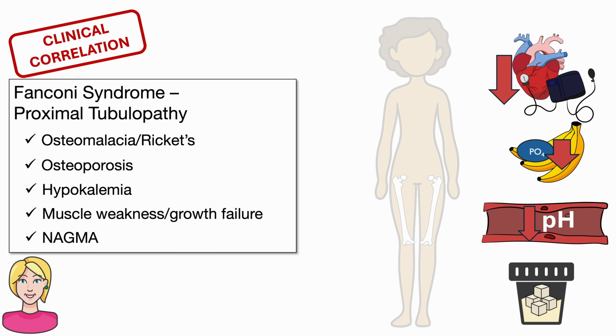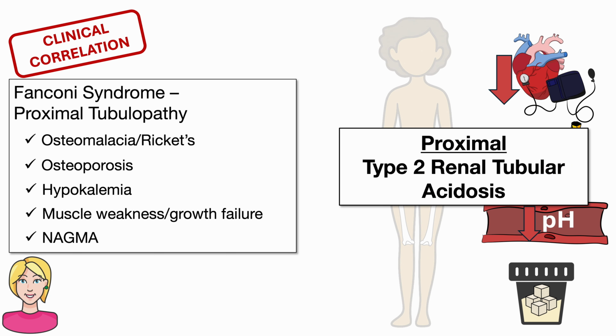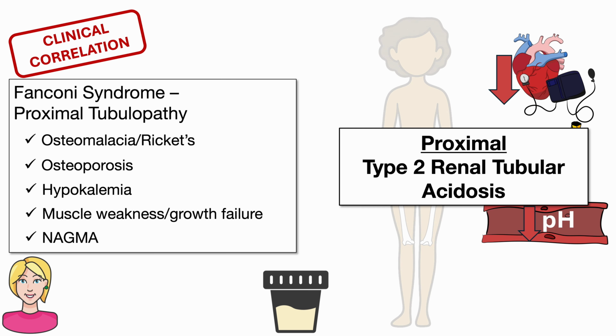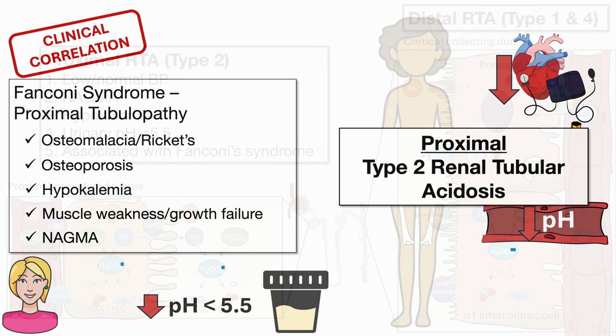You're correct if you guess that they have a proximal RTA. Very good. Cystinosis is a common pediatric cause of proximal RTA and Fanconi syndrome. The Fanconi syndrome itself will also tip you off to this diagnosis. Remember, if they have a proximal RTA, because the distal hydrogen secretion mechanisms remain intact, they can still acidify their urine to less than 5.5.